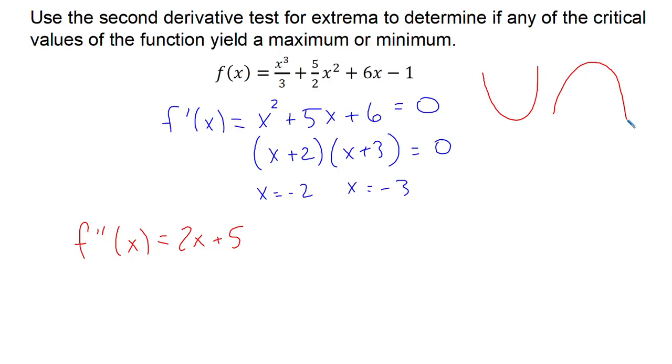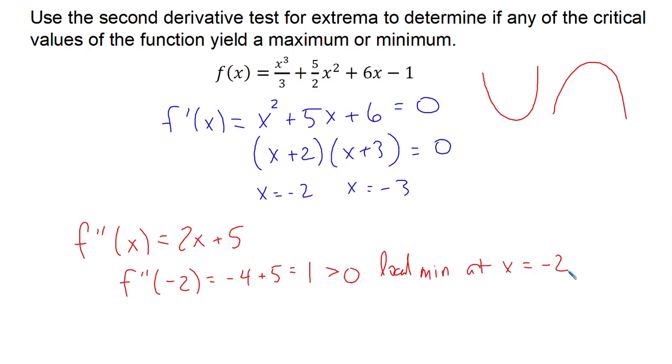So we just need to check and see if the function is concave up or concave down at each of these 2 points. So at f double prime of -2, we end up getting 2 times -2, or -4, plus 5, which is 1, which is greater than 0, which tells us that this thing is concave up, which tells us we have, we'll call it a local min. Right? If it's concave up, it's going to be a min at x equals -2.